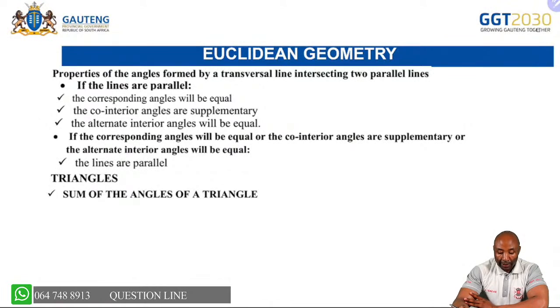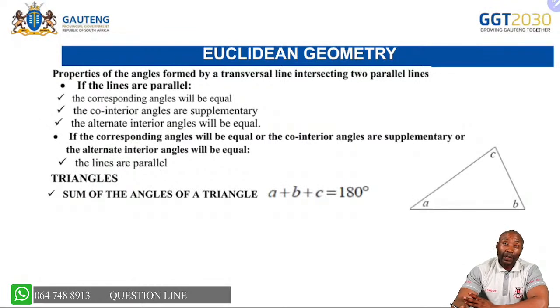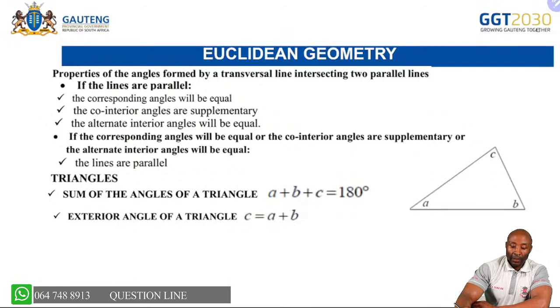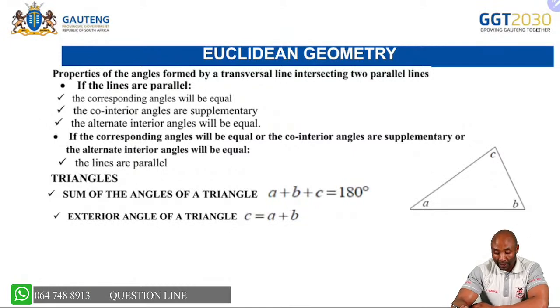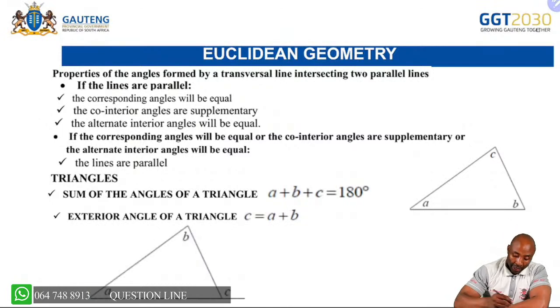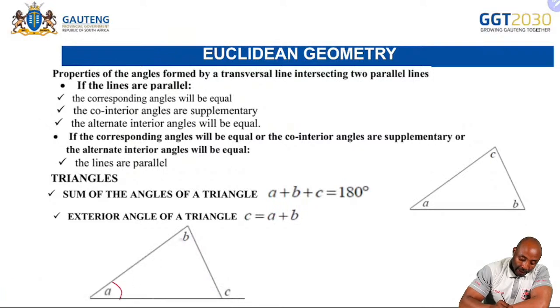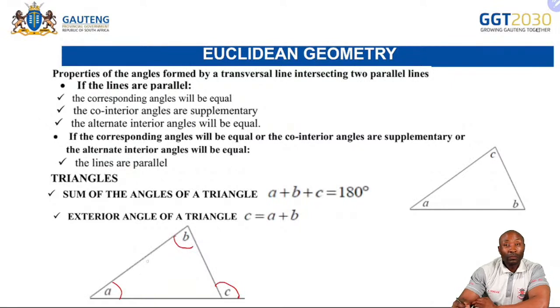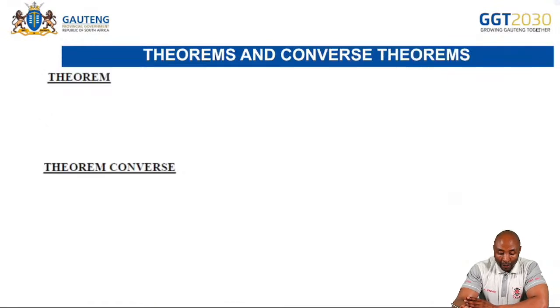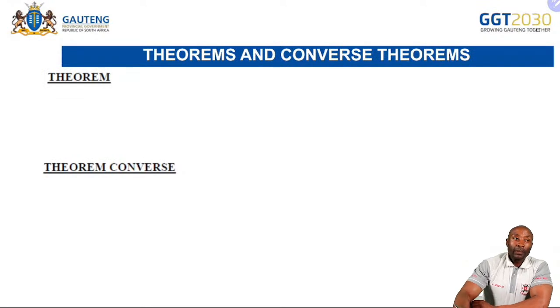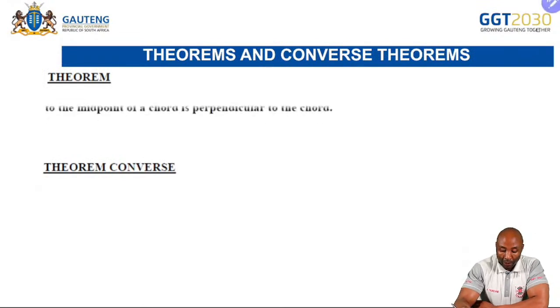For our triangles, we normally forget this. The sum of interior angles in a triangle add up to 180 degrees. We also know that the exterior angle of a triangle is equal to the sum of the two opposite interior angles. We know that if I have A and B, then C will be equal to the sum of the two. Now, let's quickly look at the theorems that we must know.